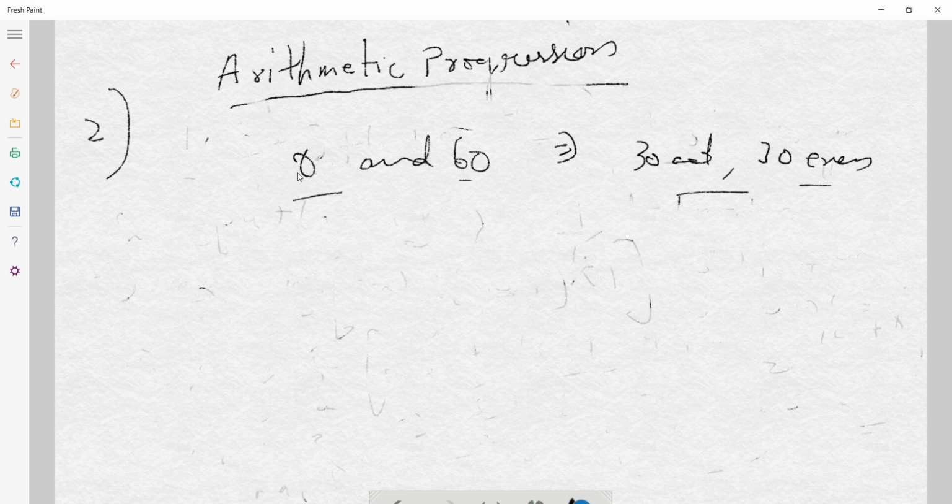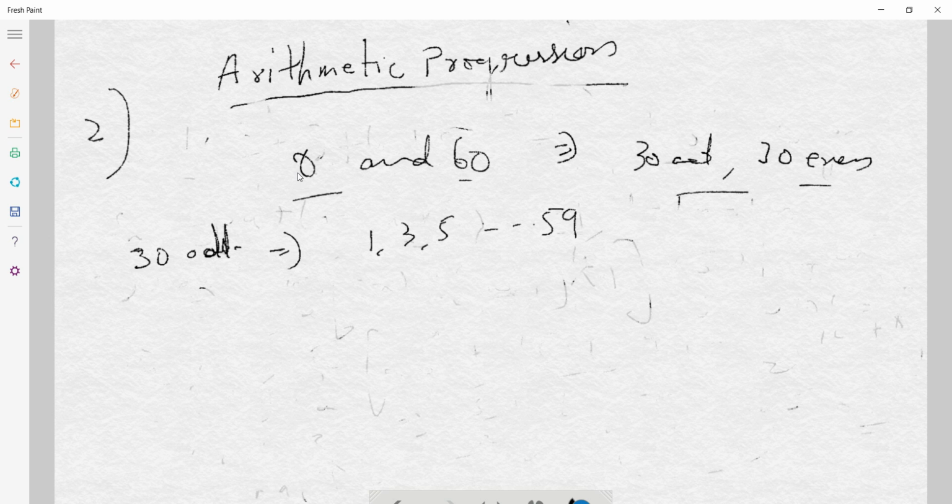Okay, now the odd numbers are something like this: 30 odd numbers, right? Sorry, my handwriting sucks. It's 1, 3, 5, up to 59. So these are the odd numbers, and even numbers are like 2, 4, 6, anything that's divisible by 2, right? And you get the remainder 0. That's your even number. Okay, so apply the formula here.